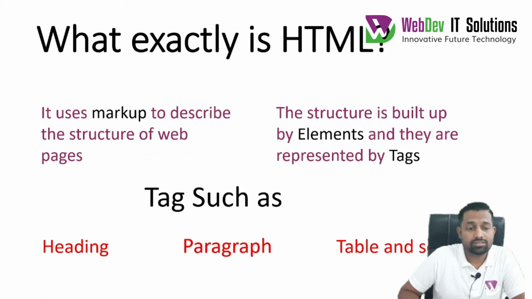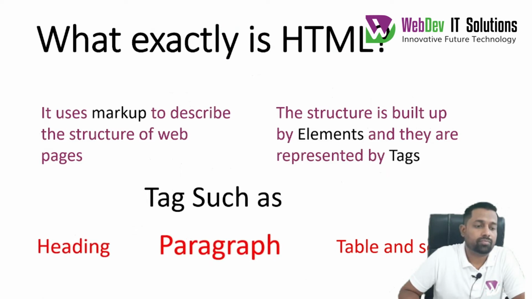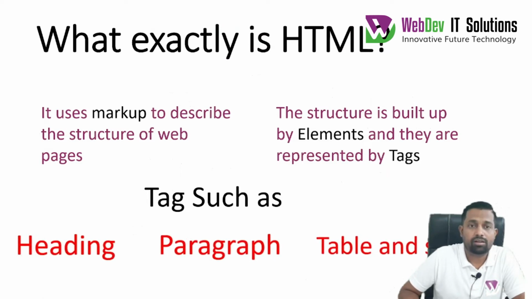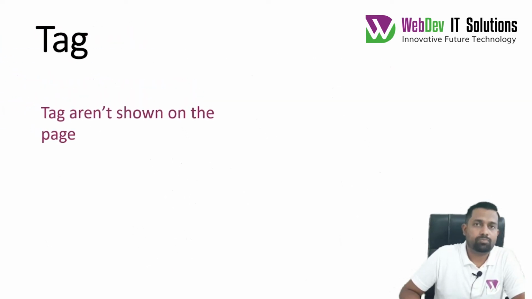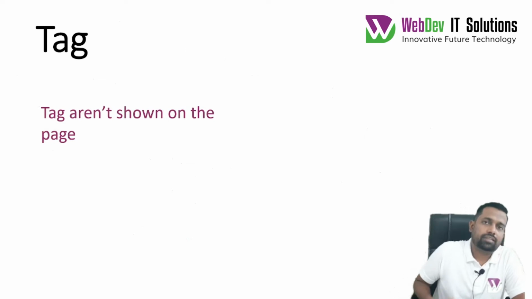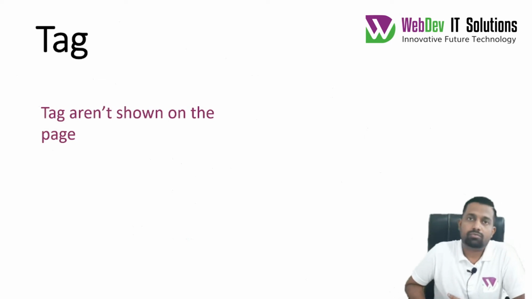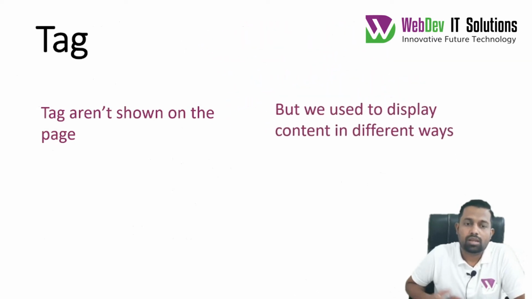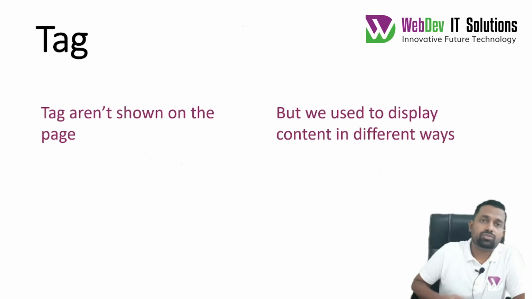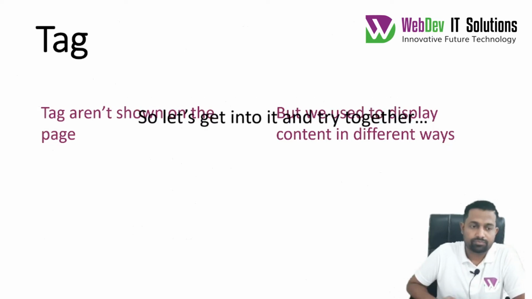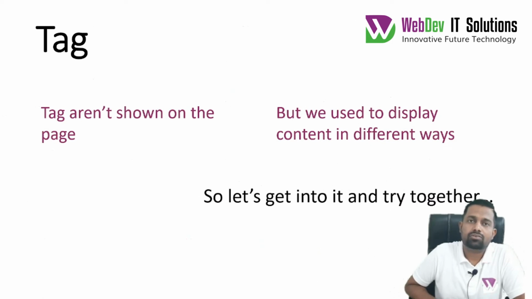Tags such as paragraph, heading, table and so on. Tags are not shown on the page. What does that mean? It means that whatever code we write is not going to be shown on the web page. Once you run those codes in the browser, it will show in different ways. We use tags to display content in different ways. So let's get into it and try together.